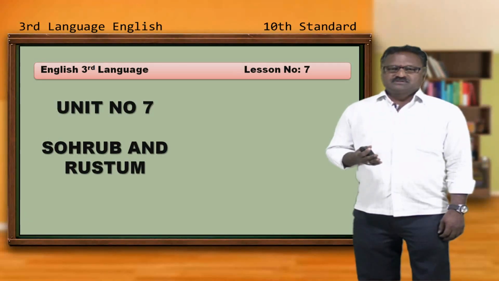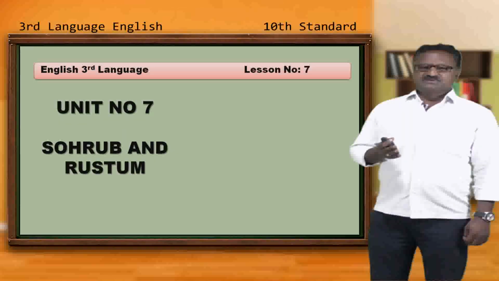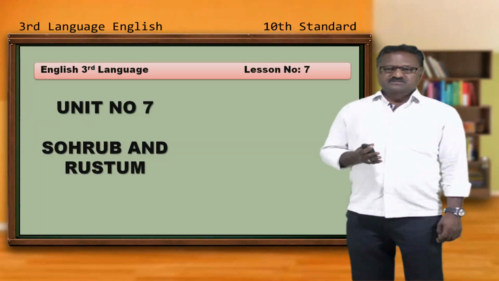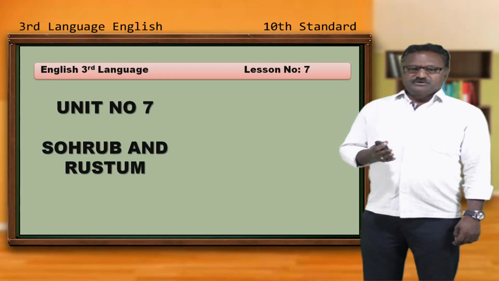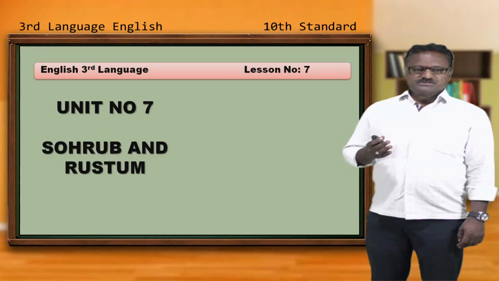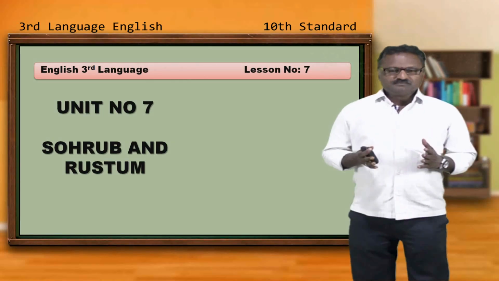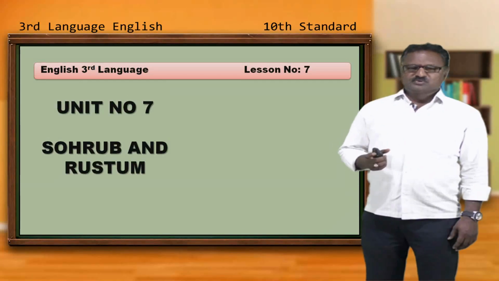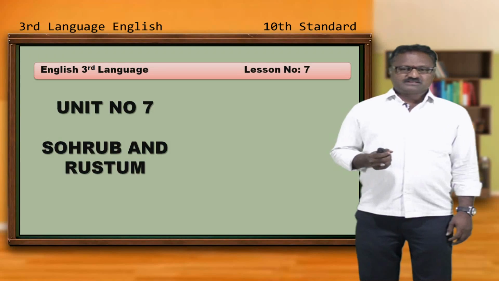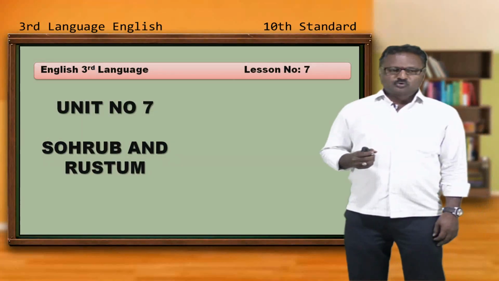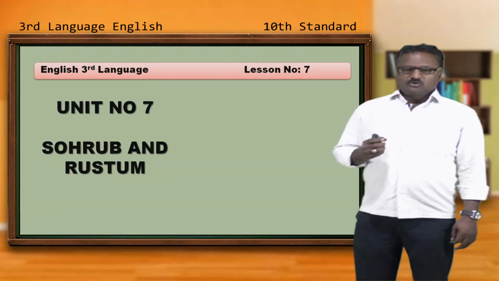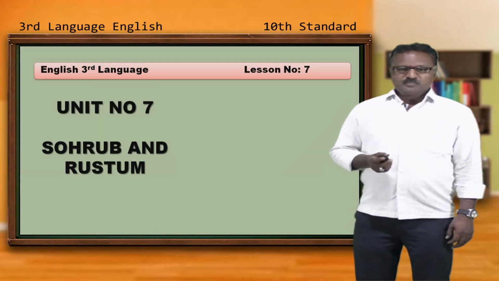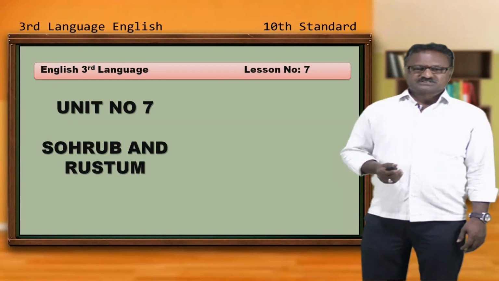Dear children, in this episode, we shall go to the 7th lesson of 3rd language English of 10th standard. The unit name is Sohrab and Rustum. Dear children, get ready your notebooks, textbook and all other materials that could help you to make notes and necessary points during this discussion. I hope you are all ready with all the stationery that you need.